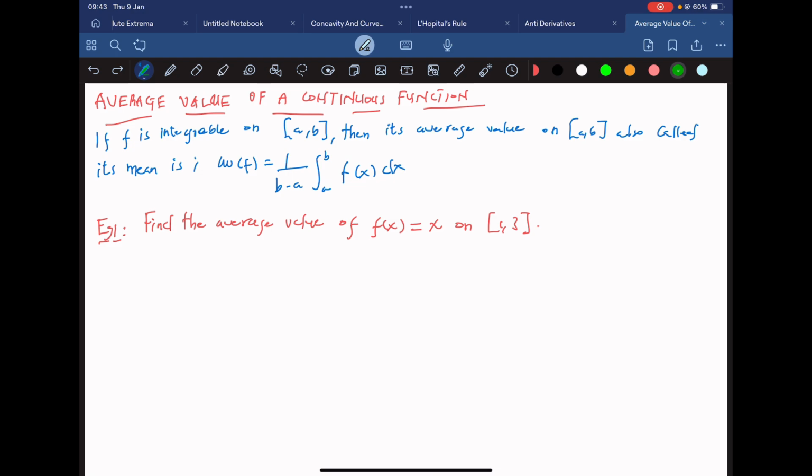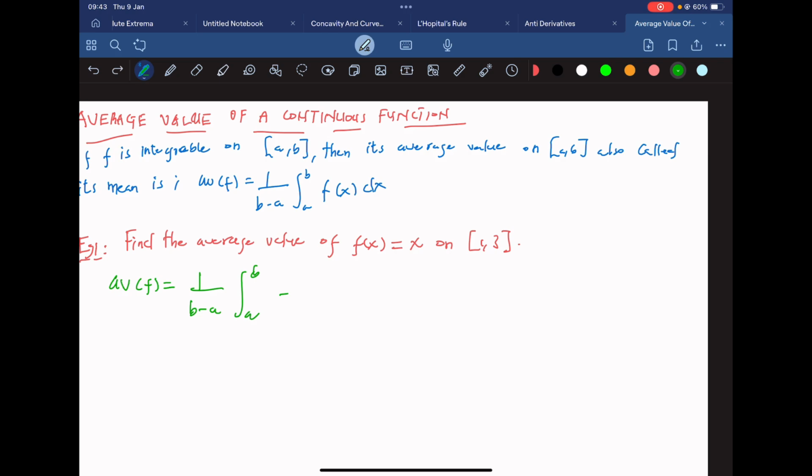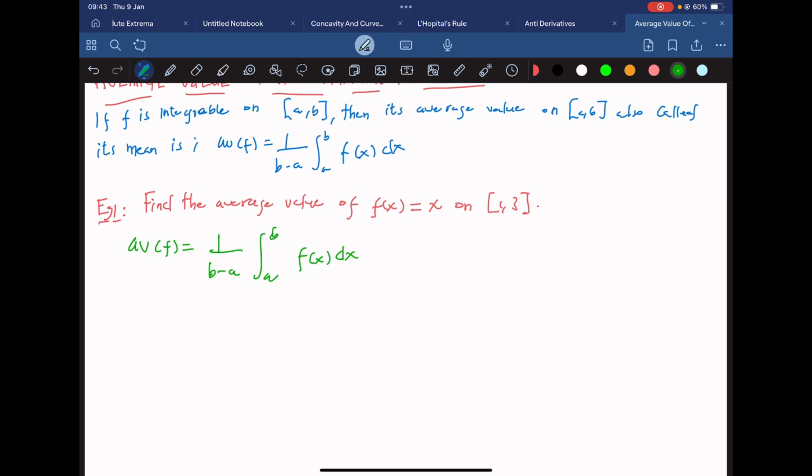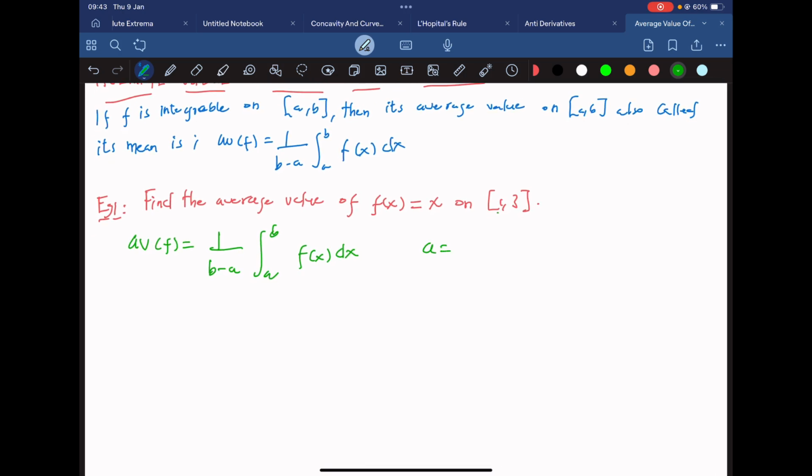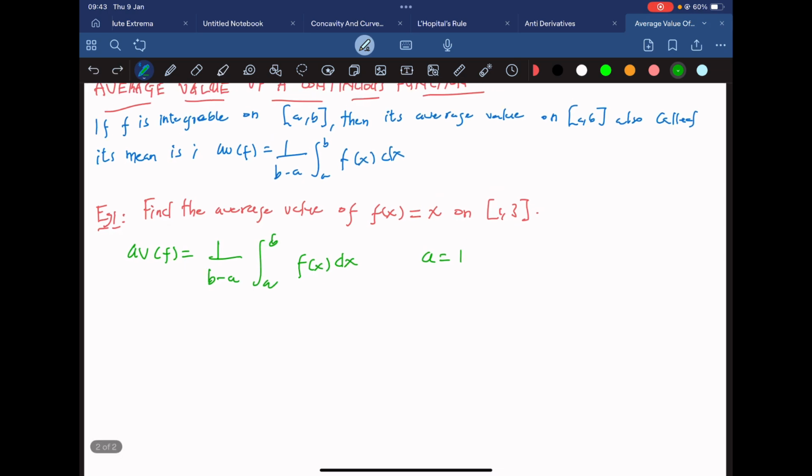Now, looking at this question, we have to find the average value of f of x equals x on the interval [1, 3]. First of all, let's write our formula. We are going to use the formula 1 over b minus a, integral from a to b of f of x dx. In this case, a is 1 and b is 3.